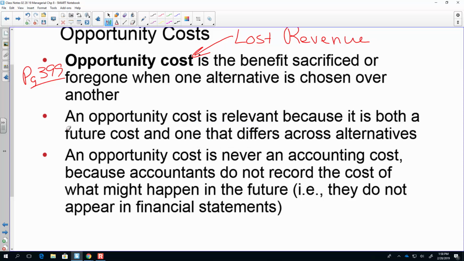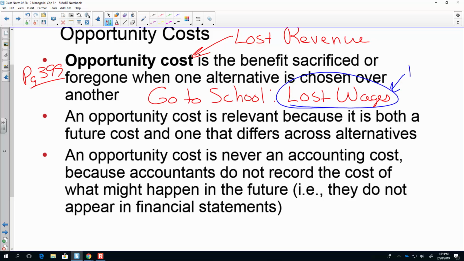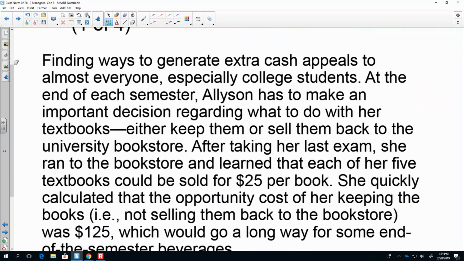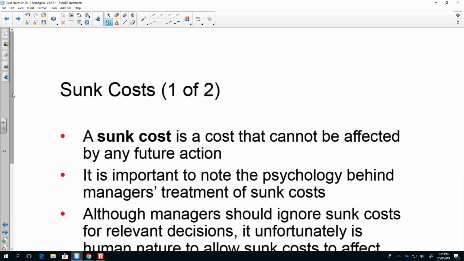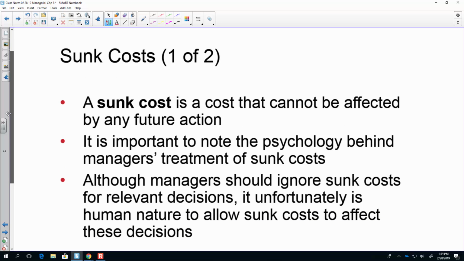I think another way I like to use this, if you go to school, lost wages, or wages that you would have earned had you gone to work instead, is considered an opportunity cost. So lost wages is a revenue to you that you're going to lose by coming to school. That's an opportunity cost. You probably learned that in economics. All right. And this just talks about your spring break. You can sell your books for 25 bucks and you're off to spring break with the money. So that's the opportunity cost there. Sunk cost, another definition. This is on page 400 now.